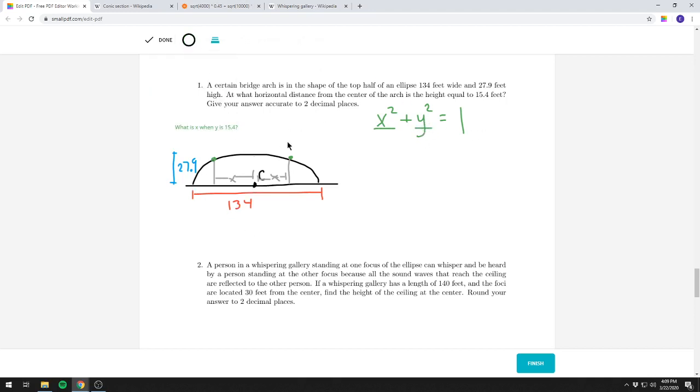Right now we've done a few problems here. We can scroll up just a little bit, but I will go ahead and remind you what number goes under the x squared is how far the center is to a vertex. And that's going to be exactly half of how wide it is. So if this is 134 feet wide, that's from vertex to vertex. Half that distance is going to be from the center to the vertex. That's why it's called the center. So we would just do half of 134.